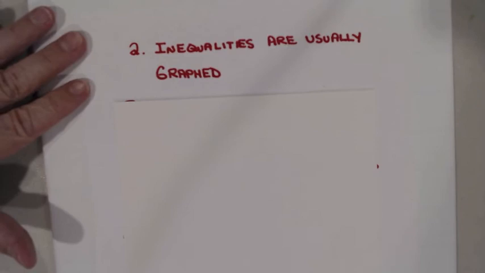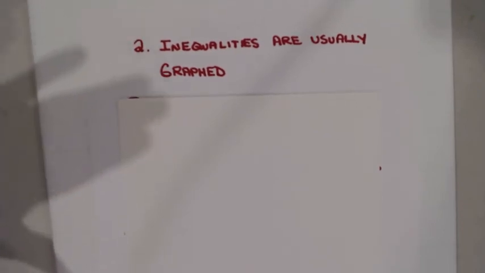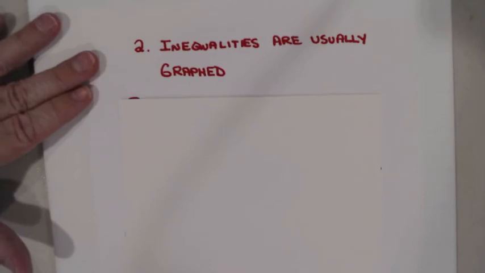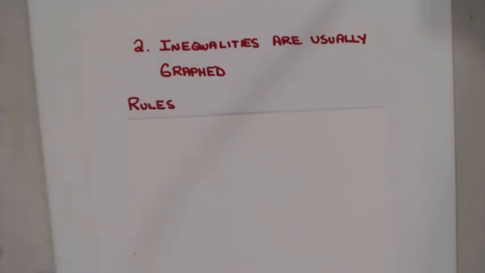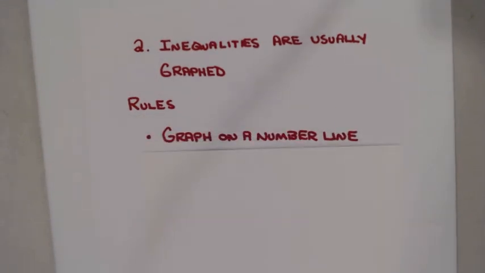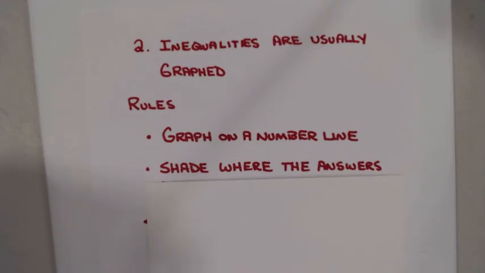The second thing you need to remember about these inequalities. Inequalities are usually graphed. So we need to go over the rules for graphing these inequalities. When you graph an inequality, what you're doing is you're basically creating or drawing a picture of all your answers. When you graph one of these inequalities, you're going to graph it on a number line. And on that number line, you're going to shade where all the answers are. A number line represents all the numbers, and you're going to shade the part of the graph that represents where the answers are.